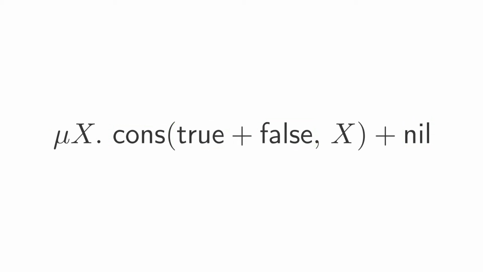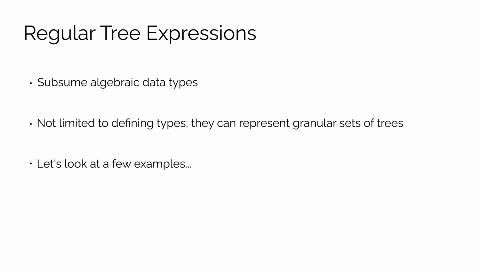In this example, there's one case for nil and another for cons, just like you'd define in a language like Haskell. In fact, regular tree expressions subsume basic algebraic data type definitions. Of course, regular tree expressions can also express more granular sets of trees. Let's look at a couple examples.